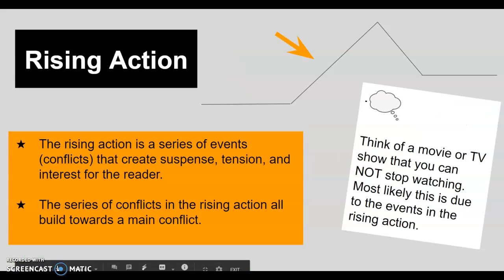Rising action. The rising action is a series of events or conflicts that create suspense, tension, and interest for the reader. The series of conflicts in the rising action all build toward a main conflict.